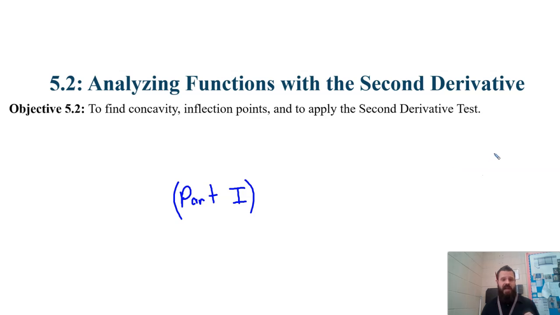Okay, with these next two parts, 5.2, we're going to look at the second derivative. Part 1 we'll talk about concavity and inflection points, and then part 2 we'll get into the second derivative test. So here we go.